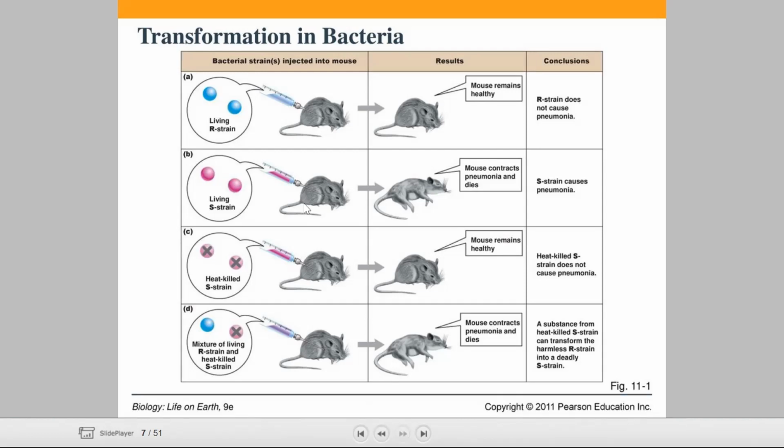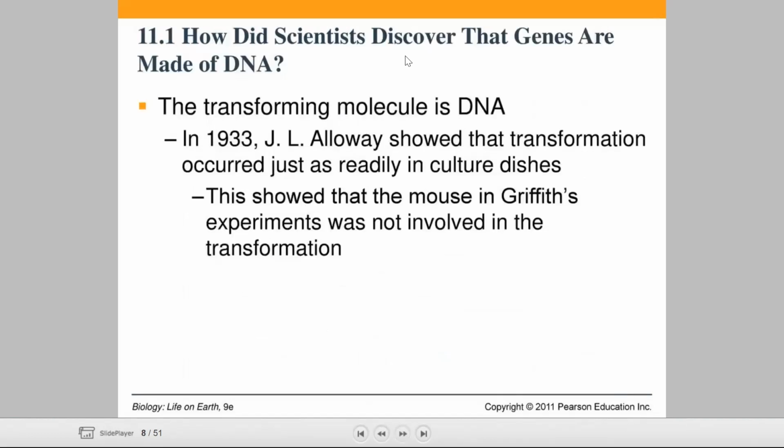How come? How can it happen? In 1933, the experiment was continued by another scientist. So you see that the body of knowledge in science is rarely the work of one person only, because we work together in science to make amazing discoveries. The Griffith experiment was continued by another scientist, G.L.